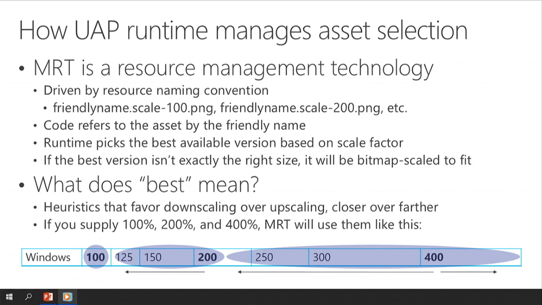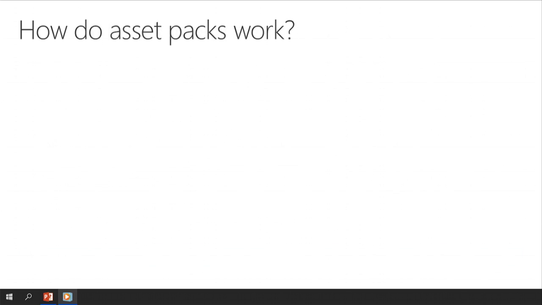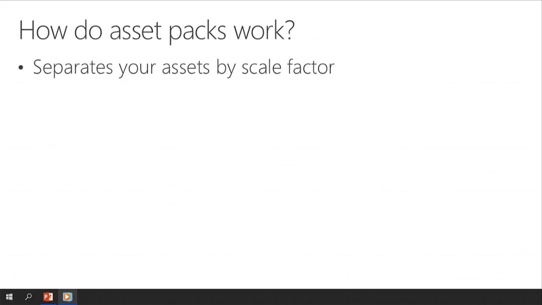Okay, so you've generated your 100 and your 200 and your 400. What is this asset pack thing? This is what's really important. An asset pack is just a way of building your application in Visual Studio that generates the application, and it also makes available through the store asset packs that each contain the assets for a particular scale factor.